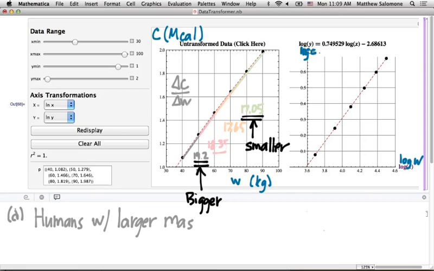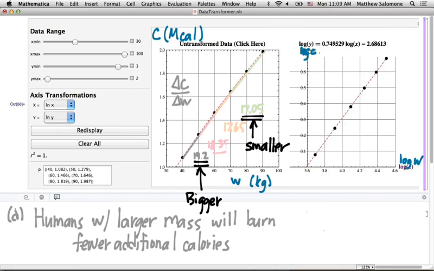So humans that have a larger mass, so a person who weighs more, if we're all subject to the same gravity, larger mass means larger weight. So humans with a larger mass will burn fewer, how'd you say it, fewer additional? Yeah, less additional kilocalories. Right. Per each additional kilogram of mass gained. Right?